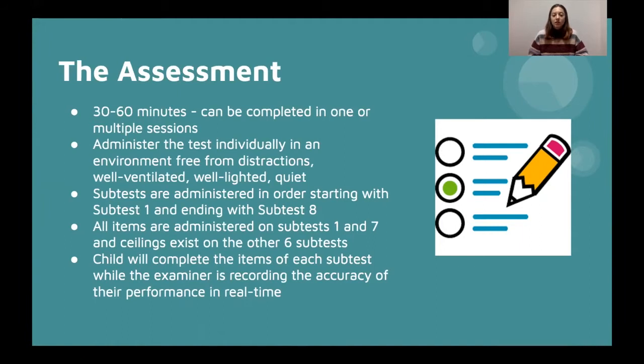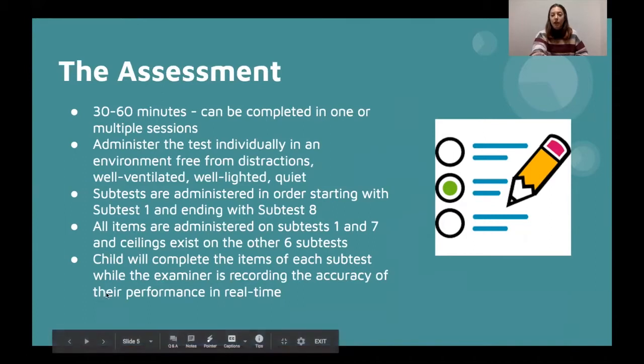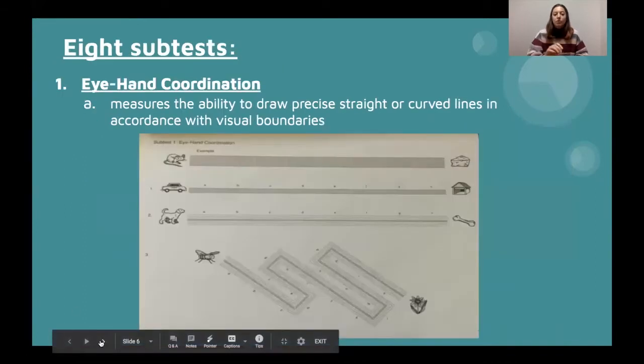Ceilings exist on the other 6 tests, which means that the test ends once a certain number of responses are inaccurate. Basically, the child will be completing the items of each subtest while the examiner is recording the accuracy of their performance in real time. Now we're going to go through the 8 different subtests.